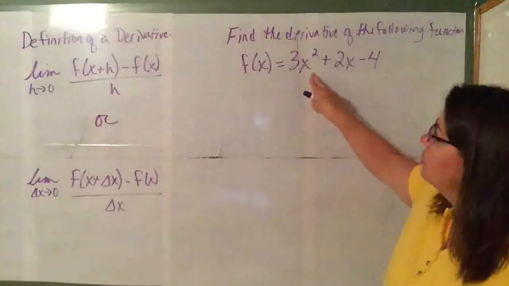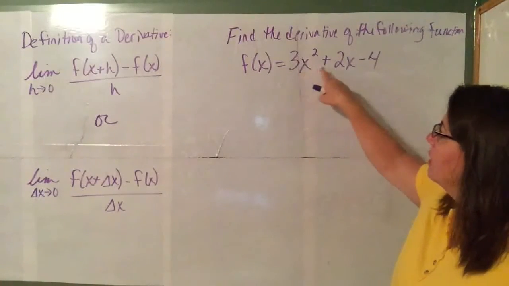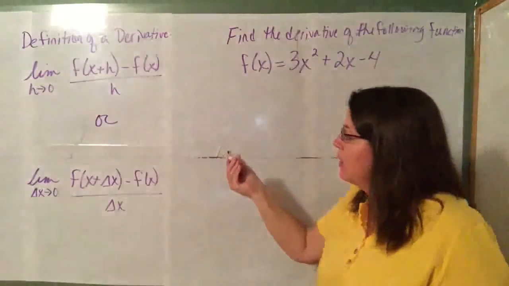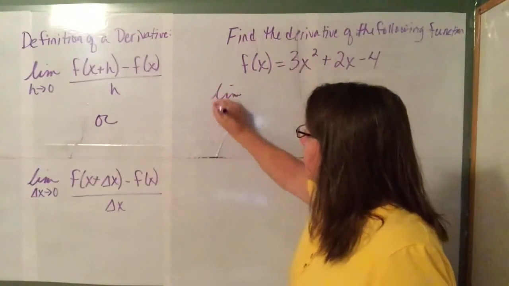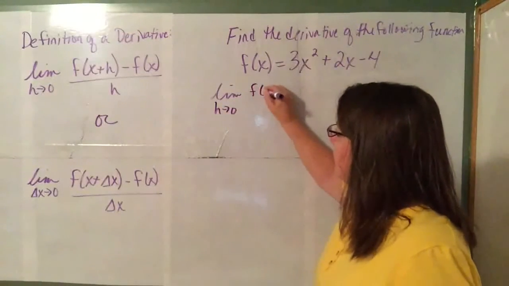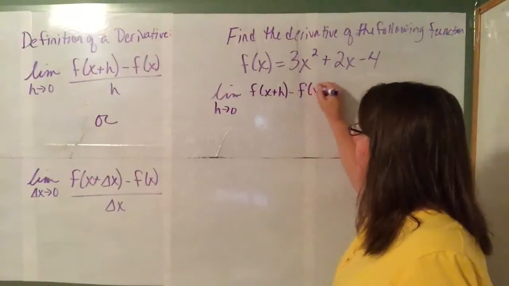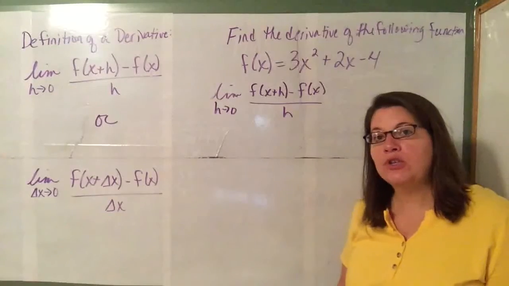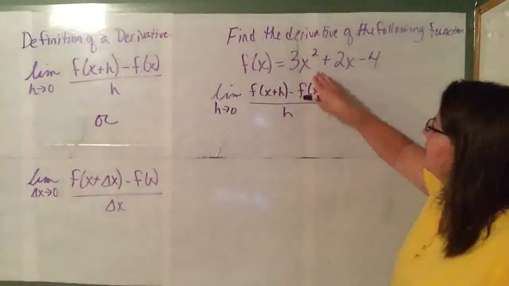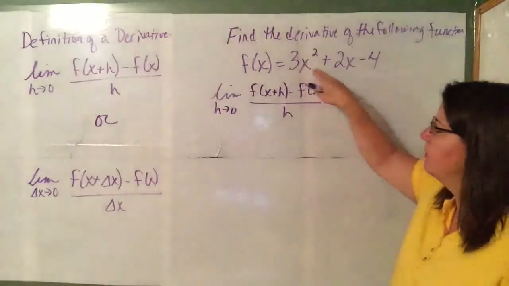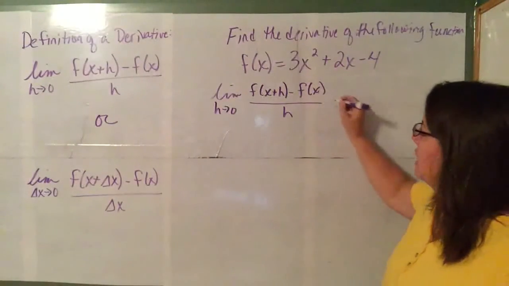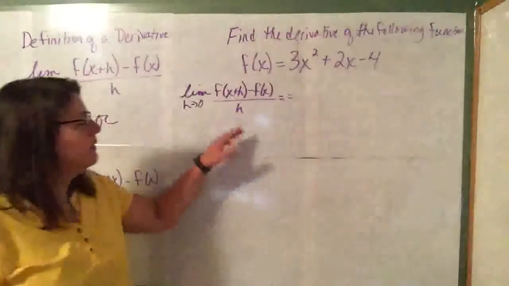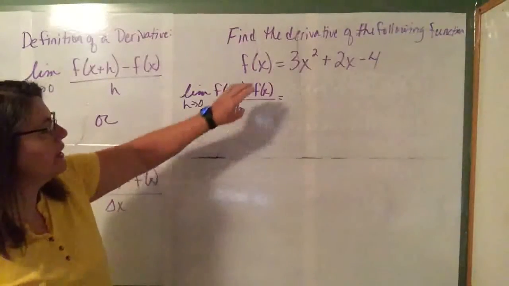Okay, so what we're going to do is take this function, f of x equals 3x squared plus 2x minus 4, and find the derivative of that function using our derivative formula. The limit as h approaches 0 of f of x plus h minus f of x all over h. And the first thing we're going to do is use function notation and substitute into this function. I'm going to do the first substitution right here beside this. Okay, so I've got the formula written down here. I'm going to plug into my function.